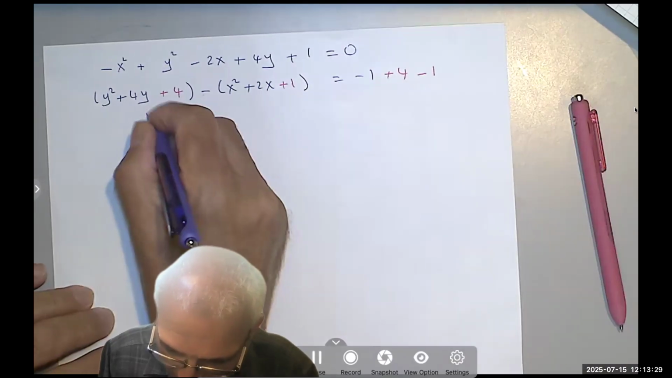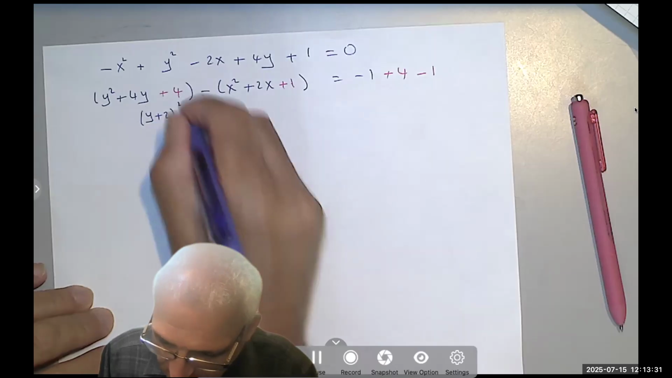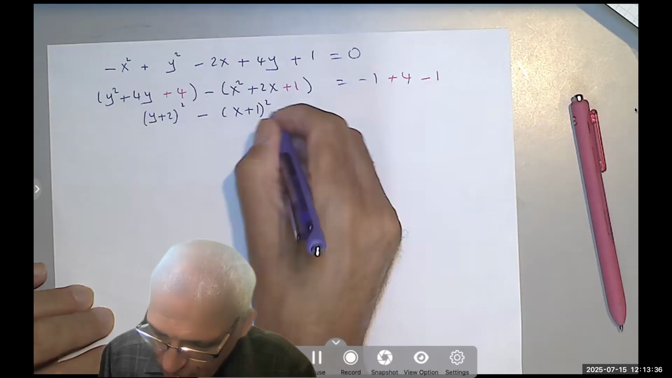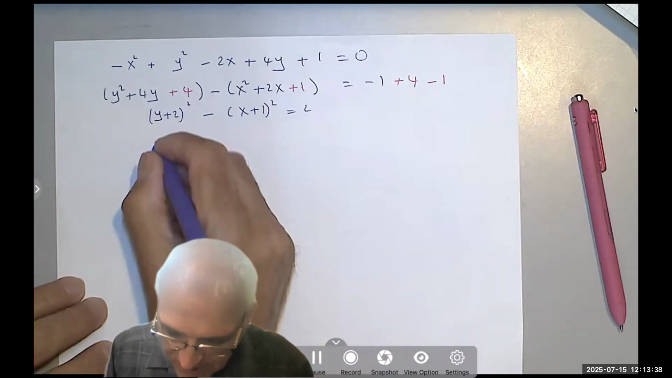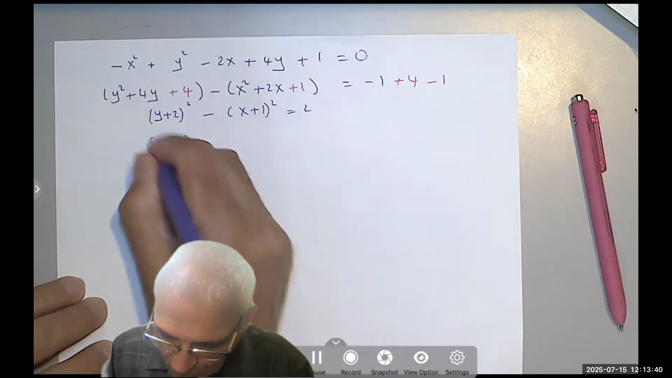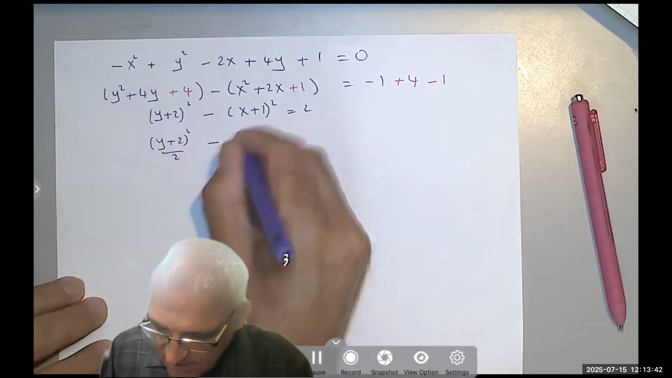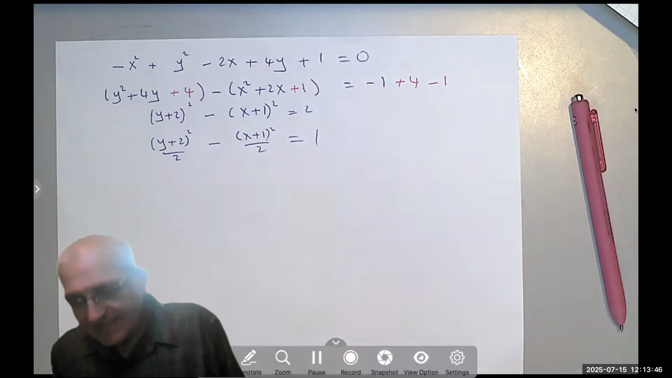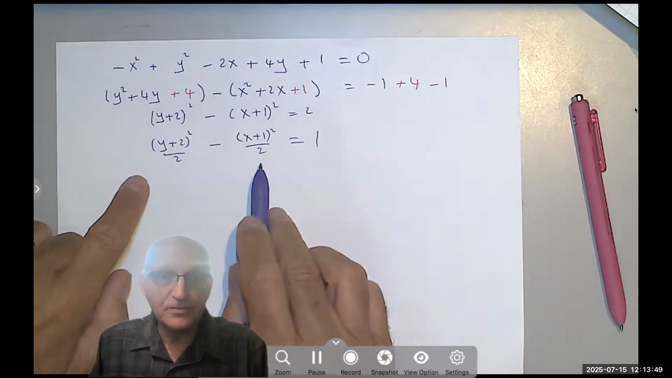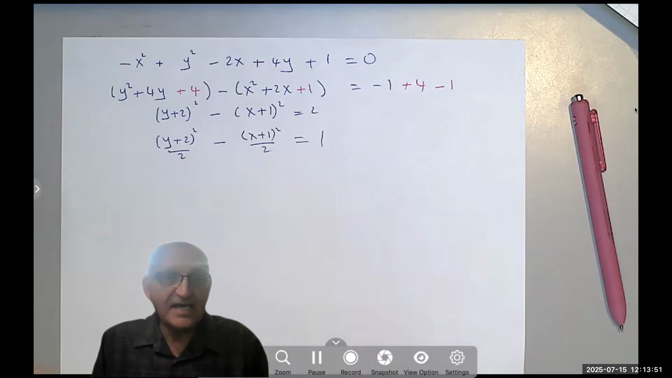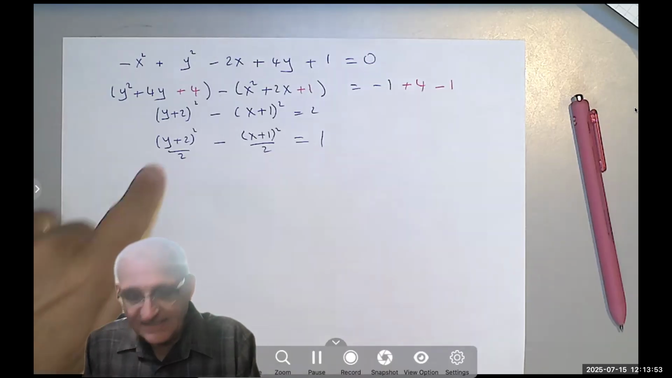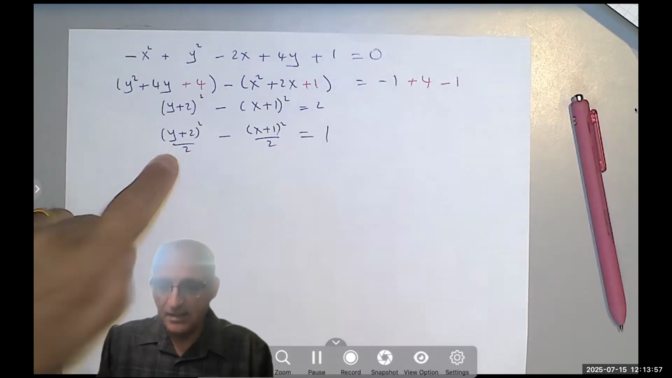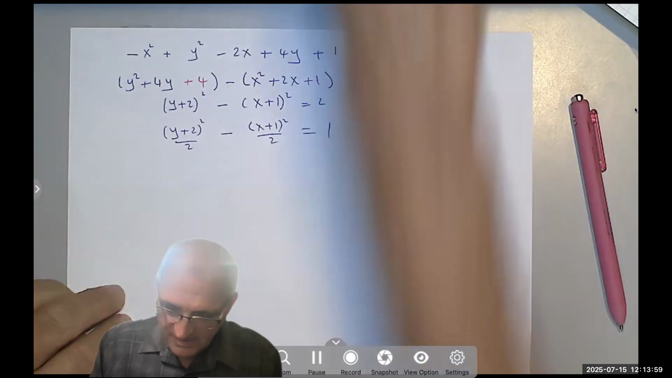So this would be y plus 2 square minus x plus 1 square equals 2. I divide by 2 both sides, so I get y plus 2 square over 2 minus x plus 1 square over 2 equals 1. So when I end up with two terms, one of them is positive and one is negative, it's telling me that it's opening towards the positive, meaning towards the y. That would look something like this.